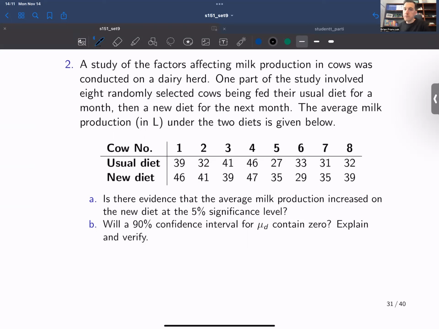Now, to answer this question, we first have to identify what kind of data we are working with. In this illustration, we have 8 different cows, and each cow is being fed 2 different diets. So this is an example of what we would call a paired data set, because each cow is giving us 2 values. These 2 values, for example, for cow 1, the values associated with the new and the usual diet, they are dependent in the sense that they are both given for the same cow. So we have 8 observations, each giving us 2 measurements. So this is an example of a natural dependence. So this means that in order to answer this question, we have to run a paired two-sample t-test.